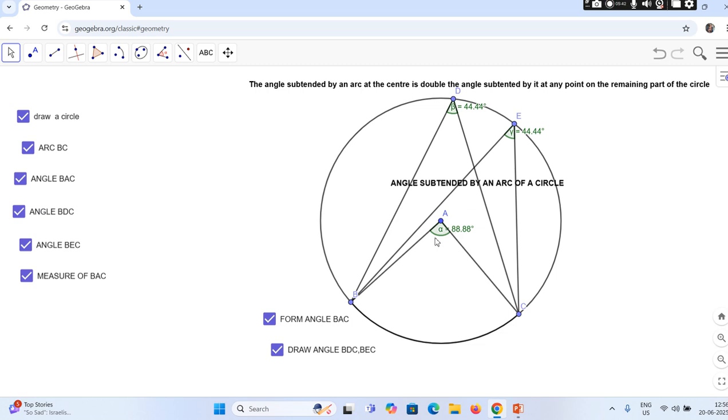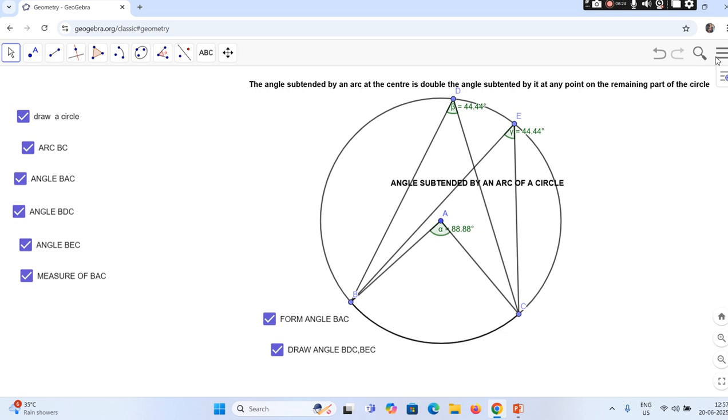So it's clear that these angles formed by the arc at the remaining part of the circle are clearly half the measure of the angle subtended by the same arc at the center. 88.88 degrees, its half is 44.44 degrees. So what we are able to visualize is that the angle subtended by an arc at the center is double the angle subtended by it at any point on the remaining circle. Right, now we'll discuss another property related to the angle formed by the arc.